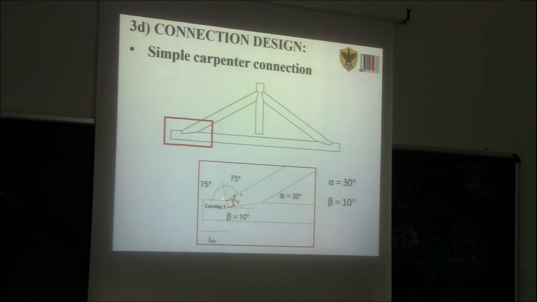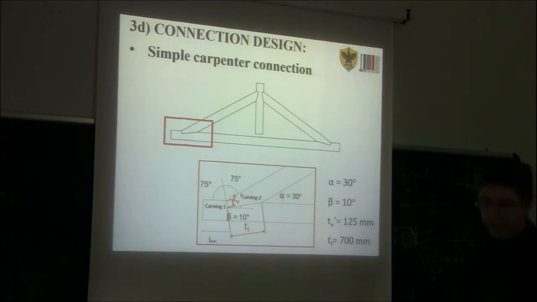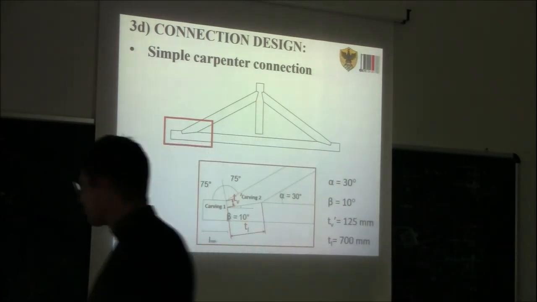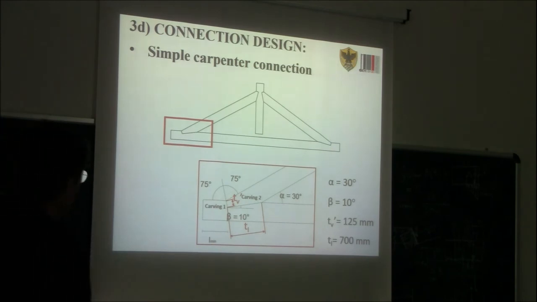In this case we call TV prime the inclined length of the notch. So TV prime is 125 millimeter. And we call TL the inclined length of the other surface, of the other notch. TL is 700 millimeter. Of course, when we draw one of those carpentry connections, it's very important to take all the measures because they will then be useful to do all the verifications.